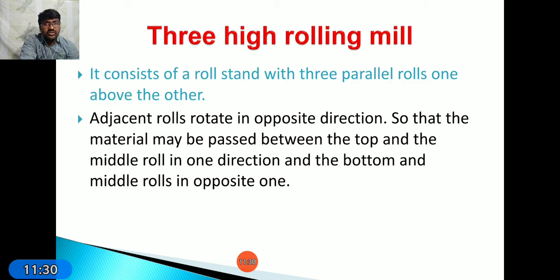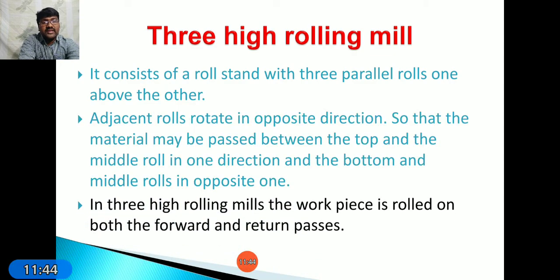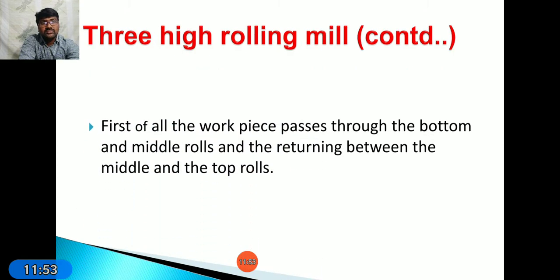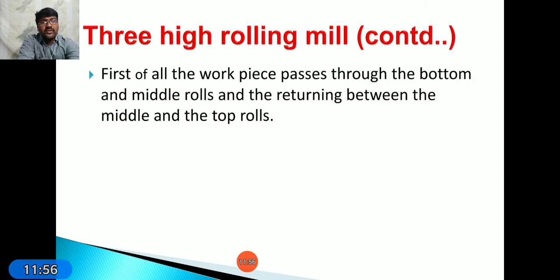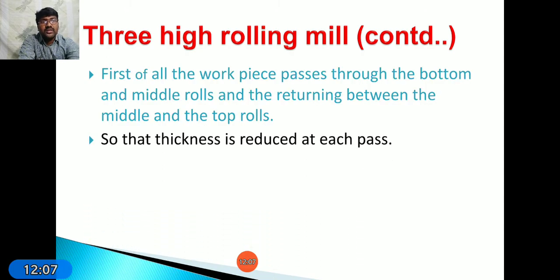It is constructed so that the material may be passed between the top and the middle roll in one direction, and between the bottom and middle roll in the opposite one. Like that the arrangement will be done. In three high rolling mills the workpiece is rolled on both forward and return passes. First the workpiece goes between the bottom and middle rolls, and returns between the middle and top rolls, so that the thickness is reduced at each pass.